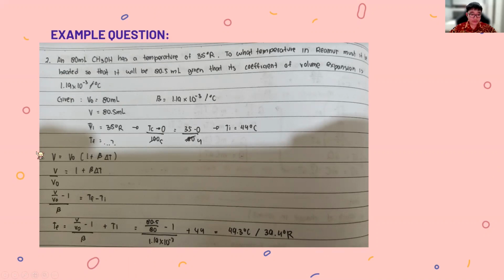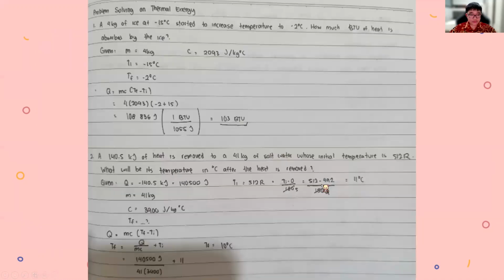Okay. And then we will use this formula, where the final volume equals the initial volume in brackets 1 plus the coefficient of volume expansion times the change in temperature, and then we just plug in the values of this, and we will get 49.3 degrees Celsius or 39.4 degrees Reaumur.